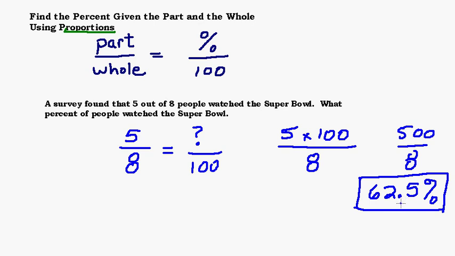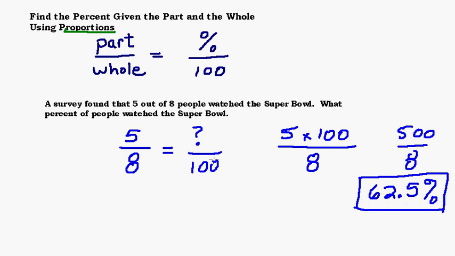So all we're saying is 62.5% of the people watch the Super Bowl, which is approximately 62.5 people out of 100. Now, you obviously can't have 0.5 people, but percents are used to talk about how many out of 100 if you had 100 people. So if it went to 200, this would be double, and then we wouldn't have that decimal anymore.